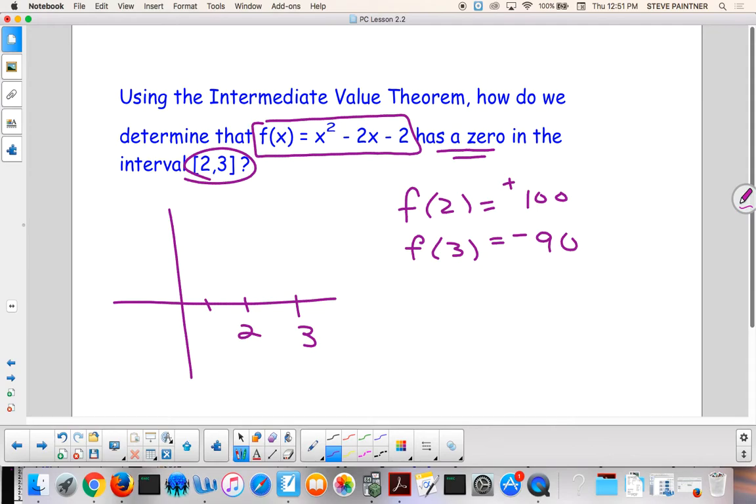Okay? So what I need you to do is go find the answer for f of 2. Go find the answer for f of 3. I was making these up, just so you know. f of 2 is what? f of 3 is what? Don't sit there. Do it.